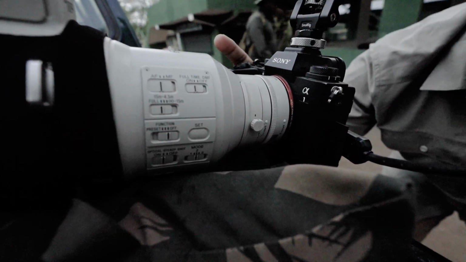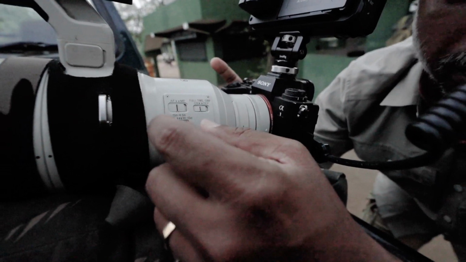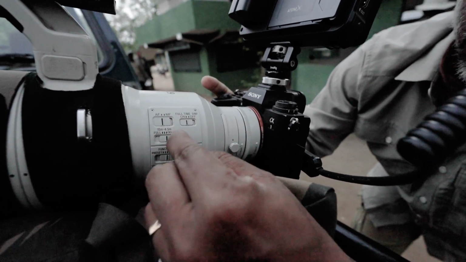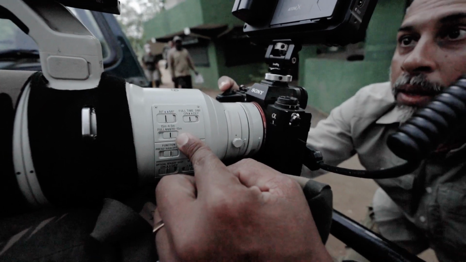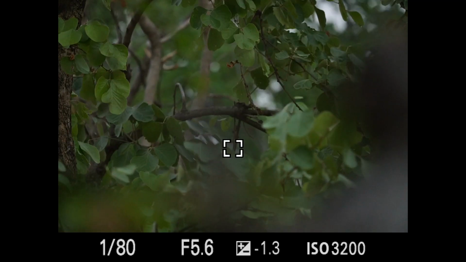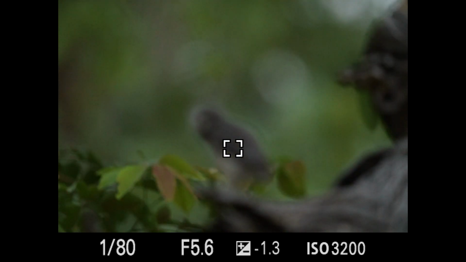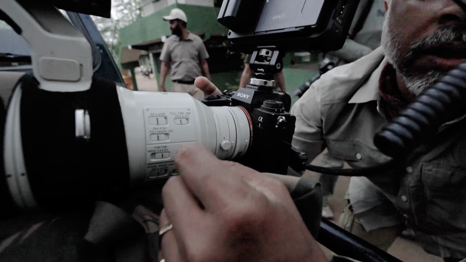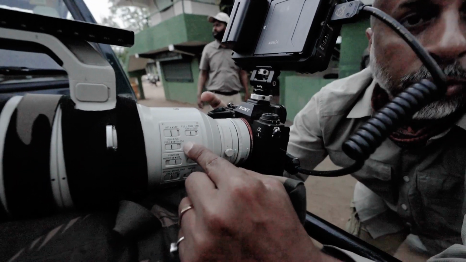So in these situations you have to check if the subject is beyond 15 meters, then it's better to switch it over to 15 meters. That is where I'll just focus somewhere else. Okay, so it is within 15 meters in my case, so I'll go to full. But if the subject is beyond 15 meters, then the best thing is to use this.